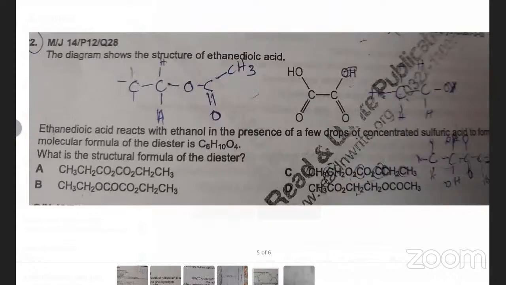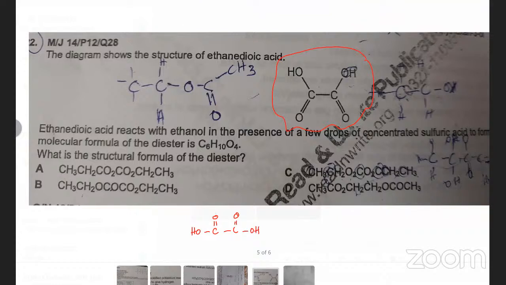So now we've got this molecule, and it says ethanedioic acid reacts with ethanol in the presence of a few drops of concentrated sulfuric acid. So ethanedioic acid, this molecule over here, is reacting with ethanol. So it's a double carboxylic acid. If you look carefully, it's got a carbonyl bond over an OH over here. It's got a carbonyl bond over an OH on the other side as well. So it's capable of forming two esters.